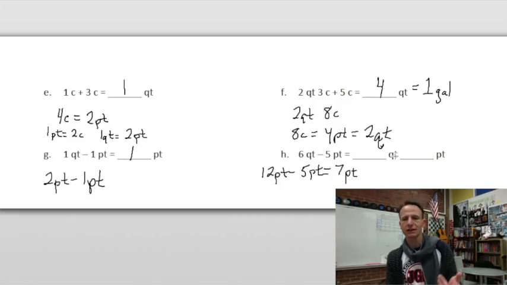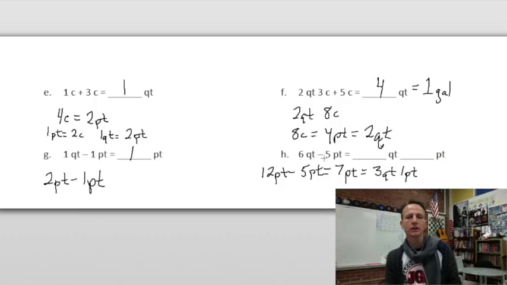And now we're looking to put it in terms of quarts and pints. So if we look at these 7 pints, we can pair up 2 of them, 2 of them, 2 of them, and make quarts. So that would give us 3 quarts, right? With 1 pint left over.